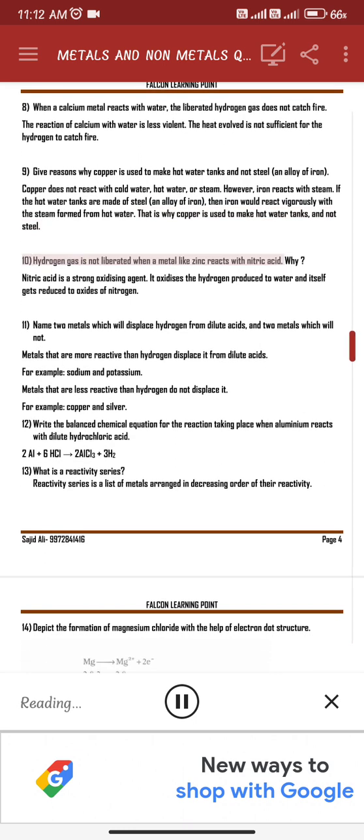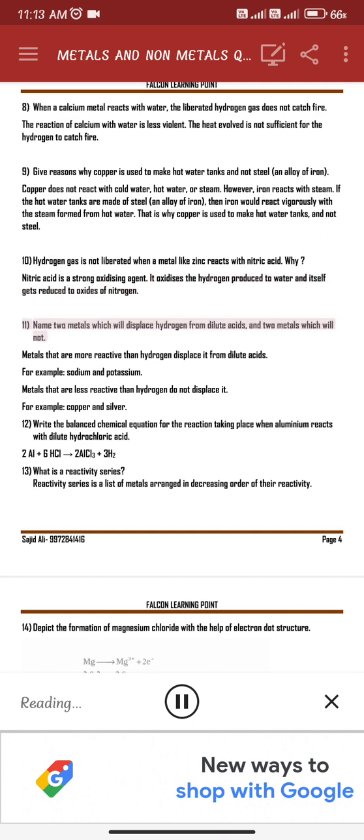10. Hydrogen gas is not liberated when a metal like zinc reacts with nitric acid. Why? Nitric acid is a strong oxidizing agent. It oxidizes the hydrogen produced to water and itself gets reduced to oxides of nitrogen.